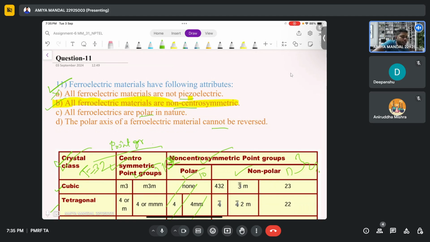Next, all ferroelectrics are polar in nature. This is also correct. Next, the polar axis of the ferroelectric material cannot be reversed. No, it can be reversed with the application of an electric field. This is not correct. So in question number 11, options B and C are correct and the other two are incorrect.